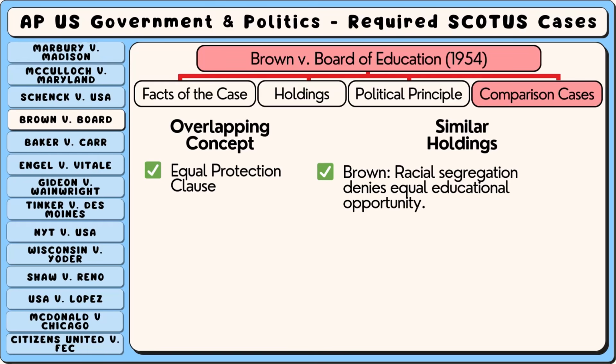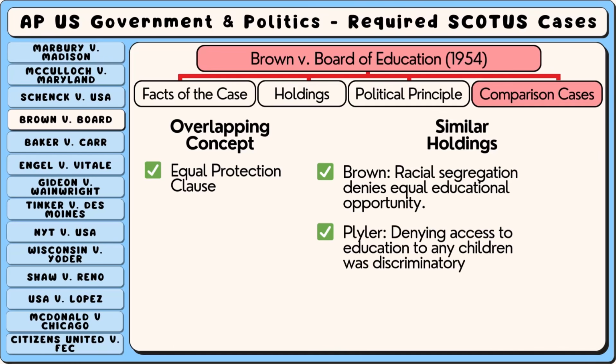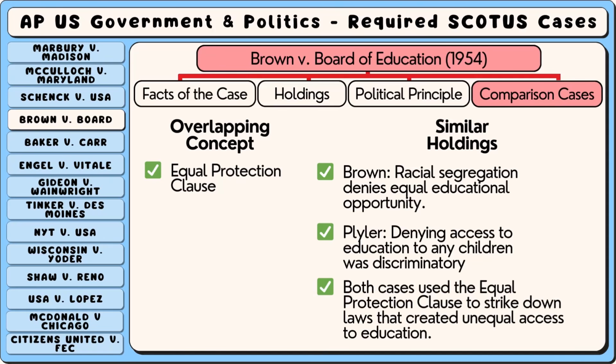The holdings in the two cases are similar. In Brown versus Board of Education, the court ruled that racial segregation in schools was unconstitutional because it denied equal educational opportunity. In Plyler versus Doe, the court ruled that Texas could not block undocumented children from attending public school because education is essential, and denying access to education to any children was discriminatory. So, both used the Equal Protection Clause to strike down laws that created unequal access to education.